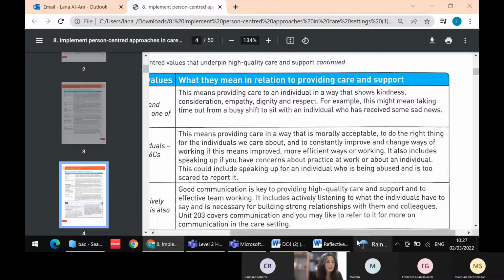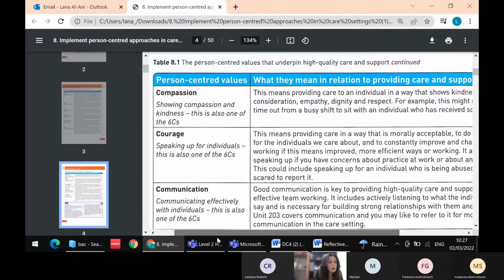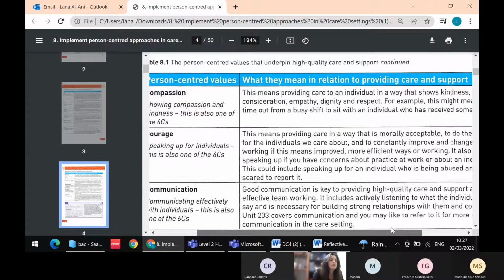We need to be empathetic with our clients, not only serving them food, bathing them, and taking care of them. We need to be kind to them. Okay, so that's compassion. Also, courage. What does that mean?